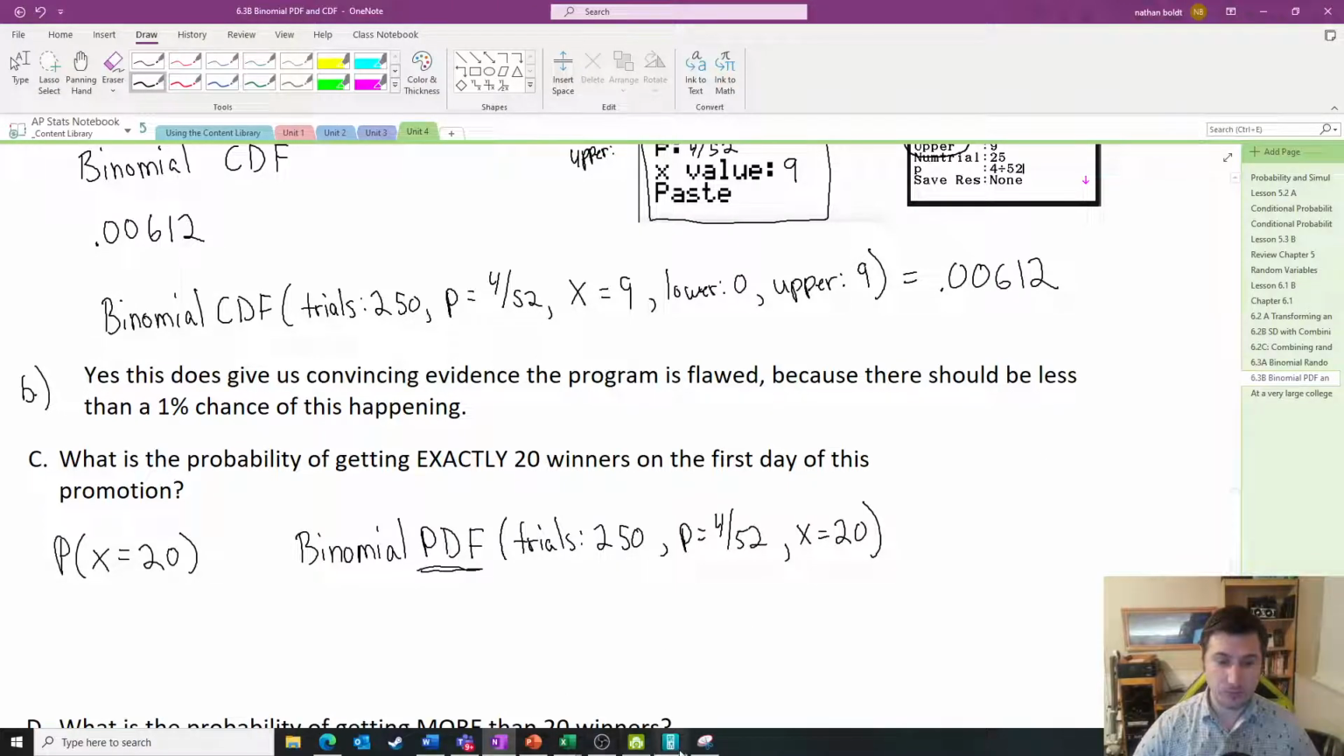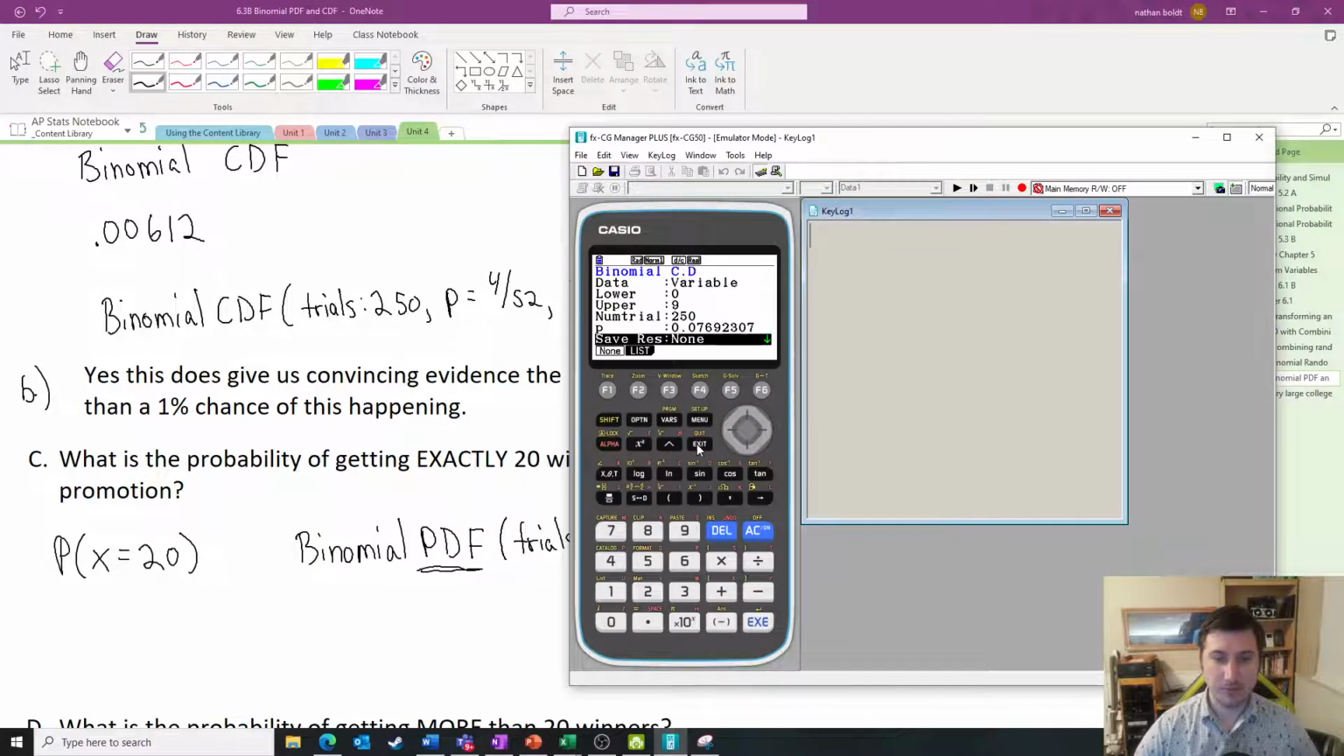So I'll do that really quick here on the Casio, but it's very similar for everybody. So I'm going to go to distribution, binomial. So here you can see it's BPD, whatever acronym your calculator uses, but it stands for binomial probability density function. So I tell it my X value in this case is 20. My number of trials is still 250, and my probability didn't change, so I still had that in there. So that is a 9.1% chance, 0.091.